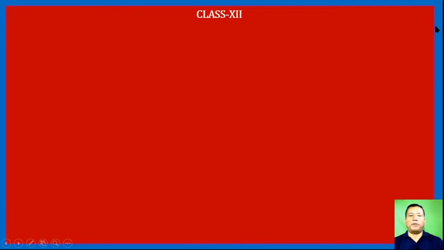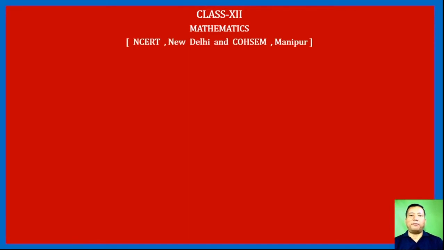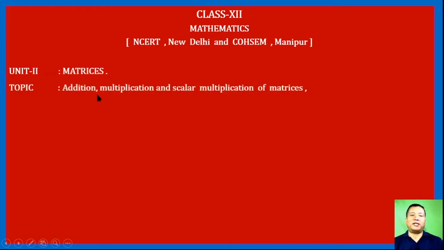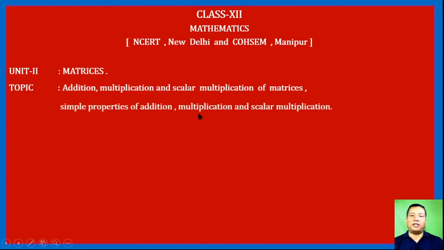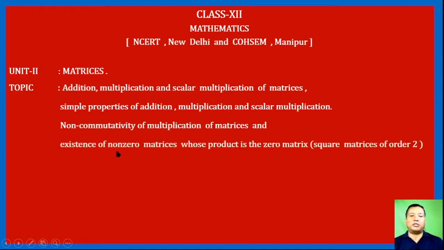Class 12 Mathematics, NCERT New Delhi and COHSEM Manipur. Unit 2 Matrices. Topic: Addition, multiplication and scalar multiplication of matrices. Simple properties of addition, multiplication and scalar multiplication. Non-commutativity of multiplication of matrices and existence of non-zero matrices whose product is the zero matrix. Square matrices of order 2. Exercise 3.2.